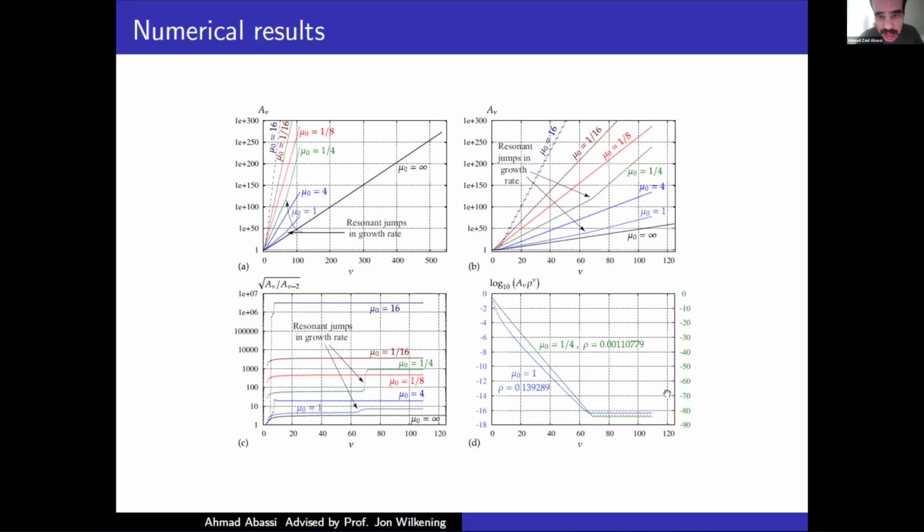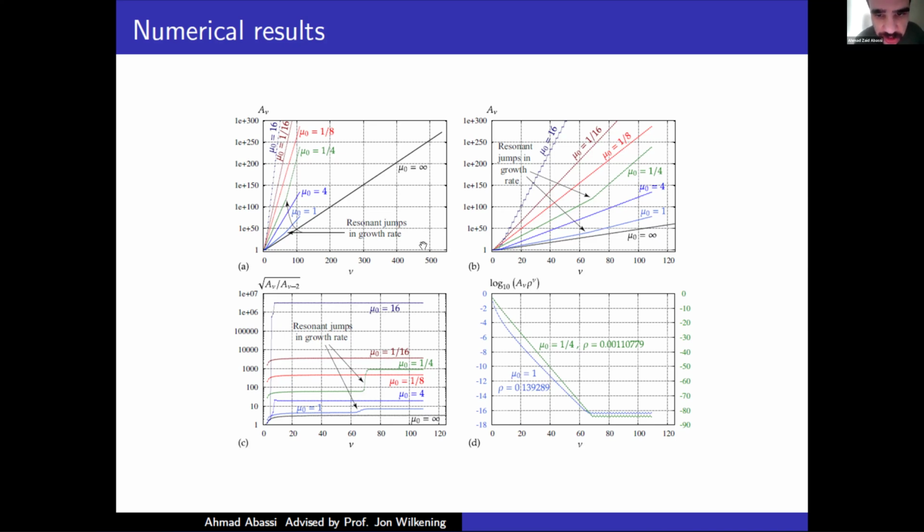And here are the first batch of our numerical results, where we plot in panels A and B the growth rate for six dimensionless fluid depths. I believe we have 1, 4, 1/4, 8, 1/16, and 16. We also contrast this with the infinite depth problem's growth rate for comparison, which you've also implemented, but that's in a separate project.